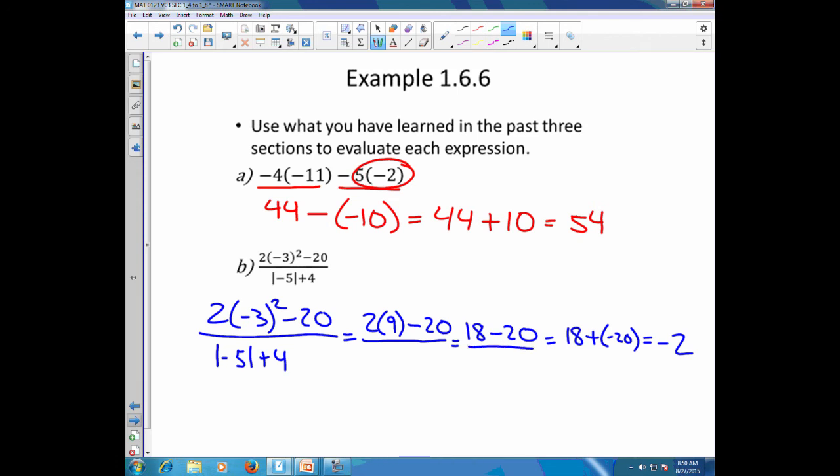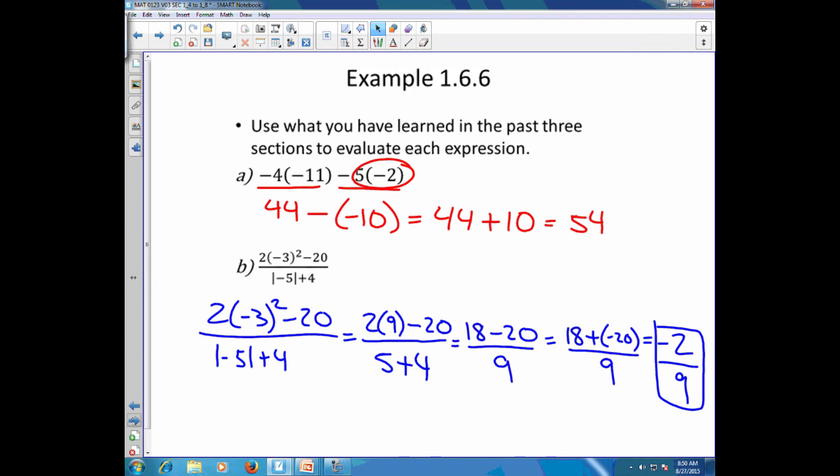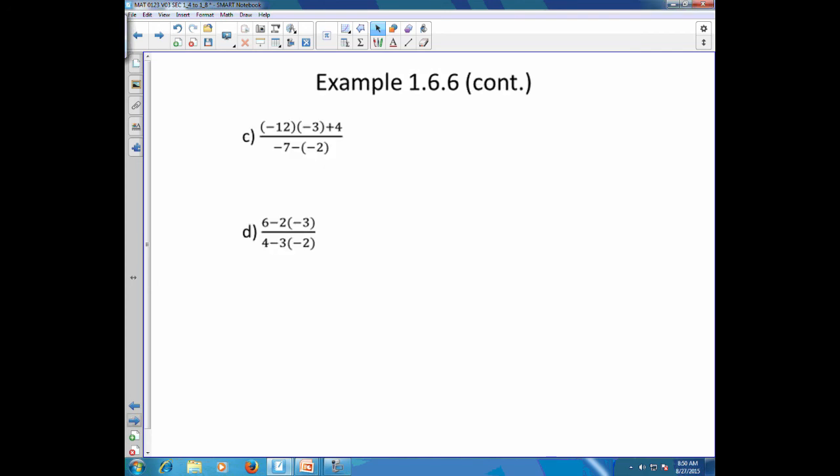Now we just need to do the same thing for the bottom. The absolute value of negative 5 is just positive 5. Plus 4, well, 5 plus 4 is 9. And so our final answer will just be negative 2 over 9. Let's do a couple more of these.